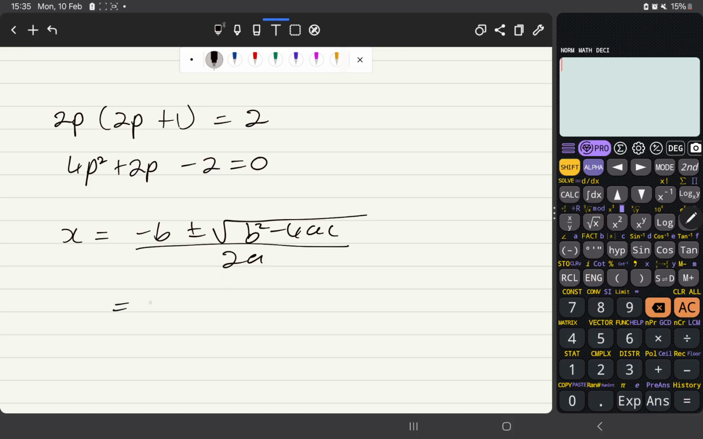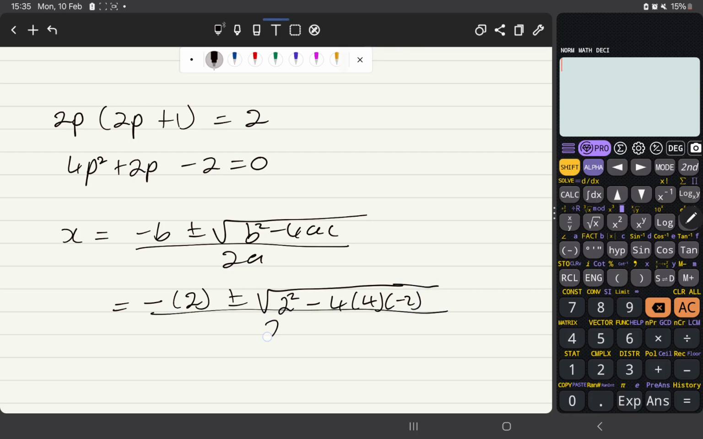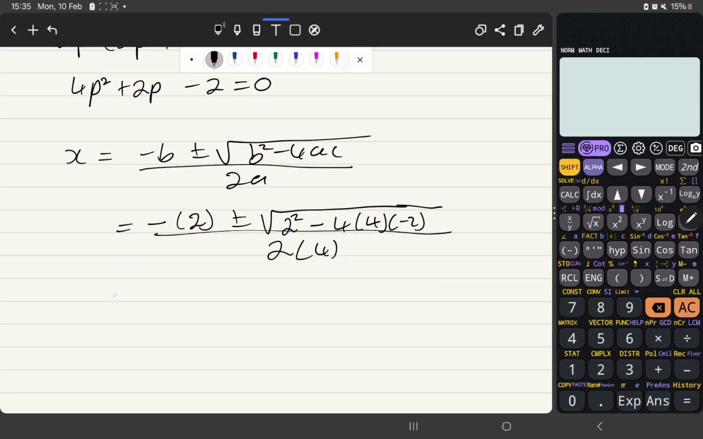Now I'm just substituting. I have minus. Fortunately here my b is positive, so it's just minus 2 plus or minus the square root of b squared minus 4ac, which is 2 squared minus 4ac. My a is 4, and my c is minus 2, and divided by 2 times 4. So nice stuff.